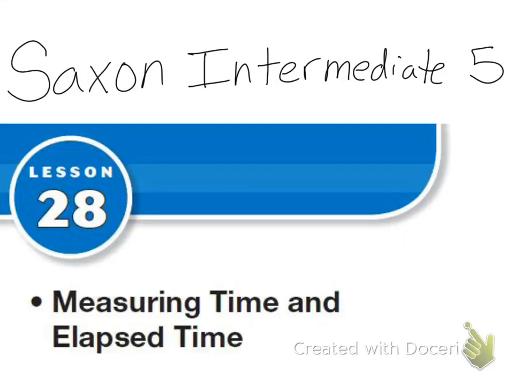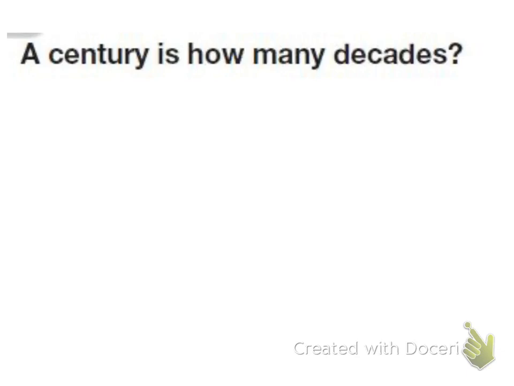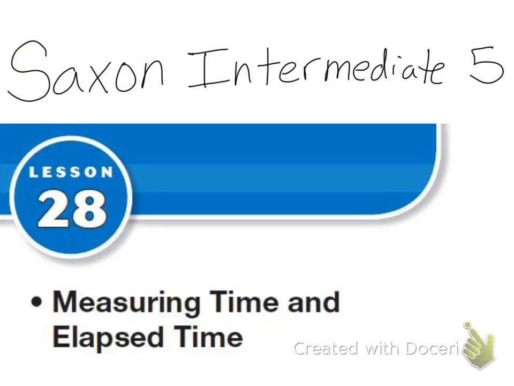Today's lesson is lesson 28, Measuring Time and Elapsed Time. So we measure the passage of time by the movement of the earth. A day is how long it takes the earth to spin around, and we divide a day into 24 parts called hours. Okay? So there's 24 hours in one day.